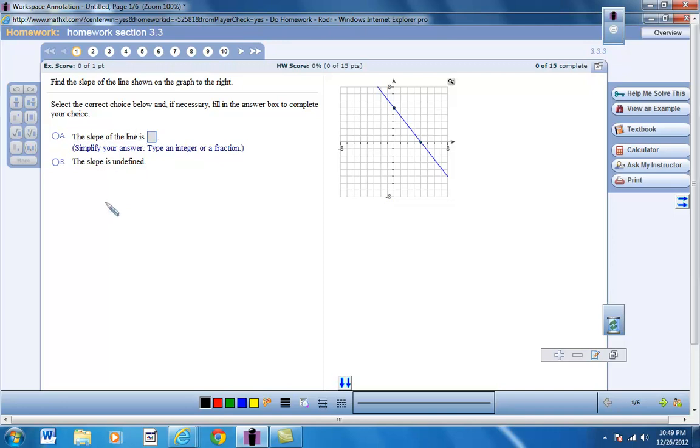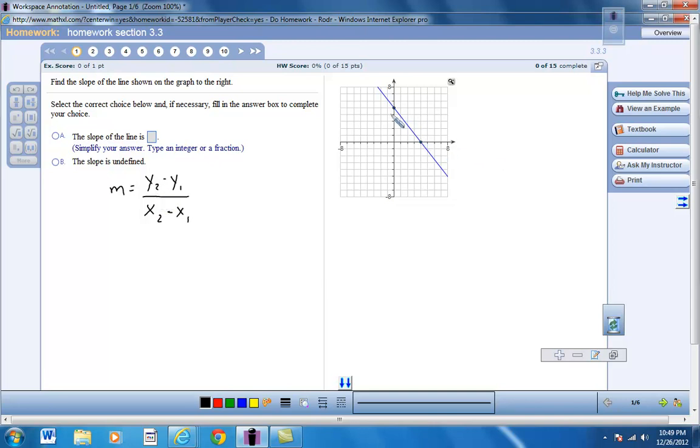Now the slope is basically referenced as the letter m. And to find the slope we use this equation: y sub 2 minus y sub 1 over x sub 2 minus x sub 1. So if we can identify points, we can just plug them into this equation and find our slope.